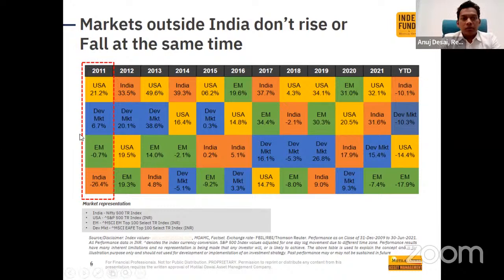Now take a case of 2011. Now this is basically returns of each market in each of the years, right? These are the years and these are the returns given by each of the markets. Now if you look at the year 2011, Indian markets gave roughly 27% negative returns, right? But look at US market, it gave 21% positive returns. Similarly, the developed markets gave positive 6% returns.